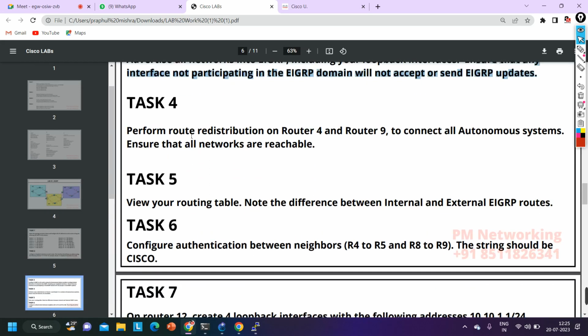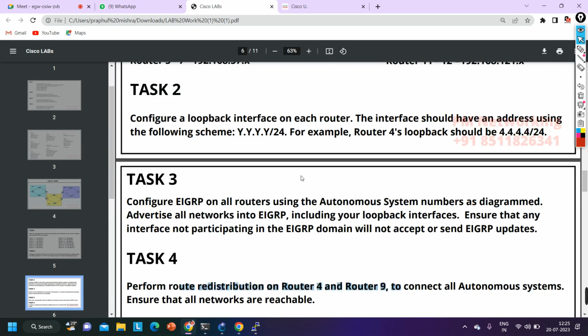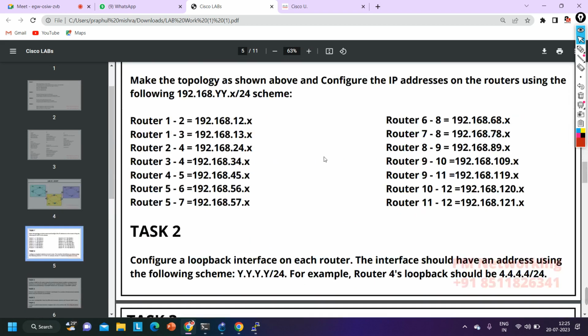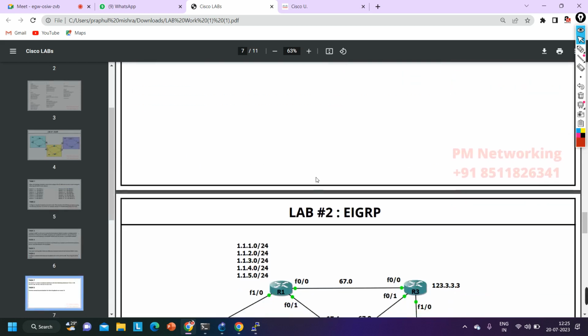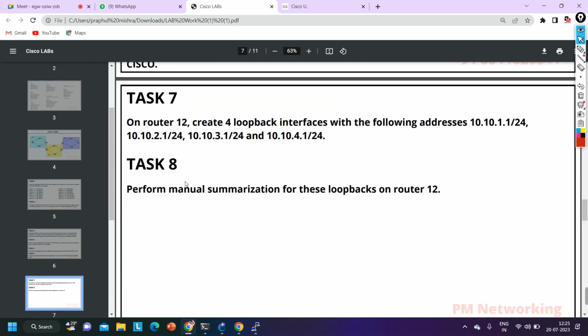After that, these are the tasks, guys. Very simple. Perform route redistribution on R4 and R9. So definitely these two routers are border routers, so you have to perform redistribution. Perform manual. You will leave this task. You don't need to perform task number 8. And see, on router number 7, it is telling you to create some loopback. So on this loopback interface, passive interface configuration is required.